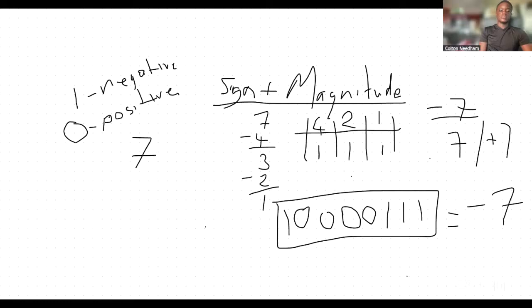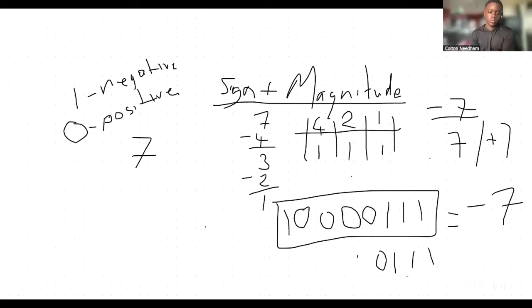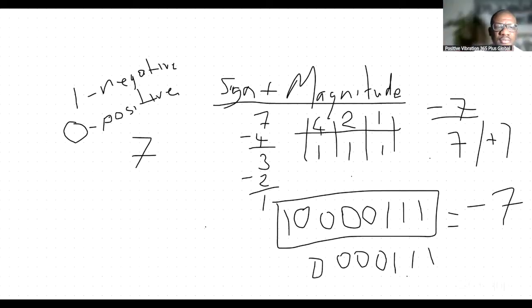Let's now represent positive 7. What would be positive 7 in sign and magnitude? Talk to me. What's missing? Five zeros. Why are we adding 0 here? To represent the positive. Very good. So the 8th most significant bit in sign and magnitude is the sign.